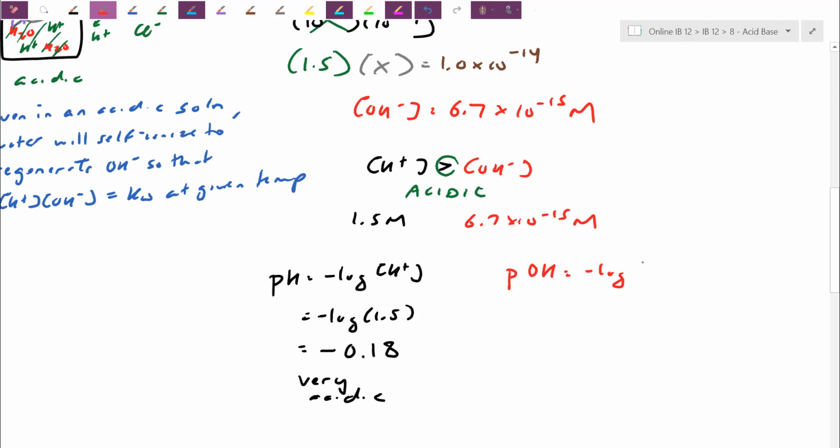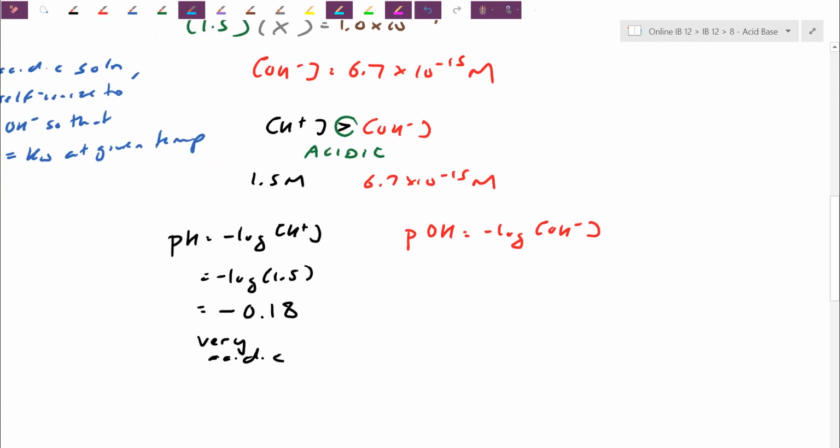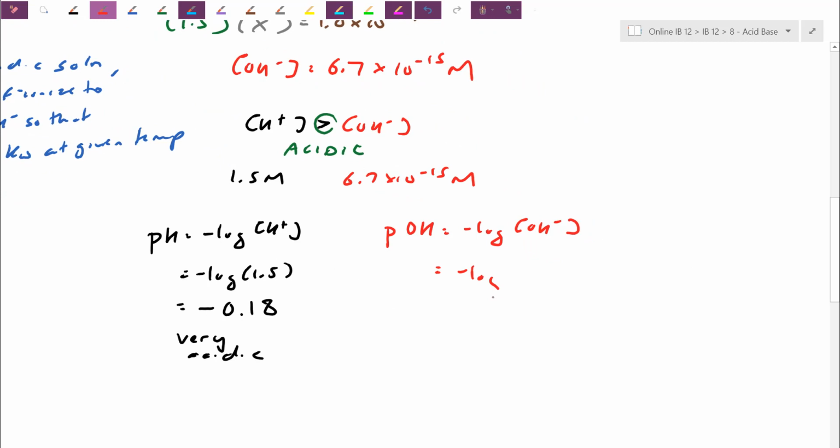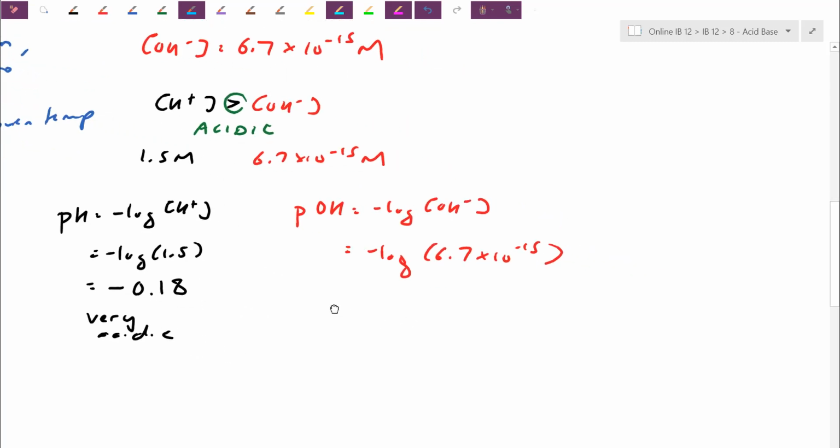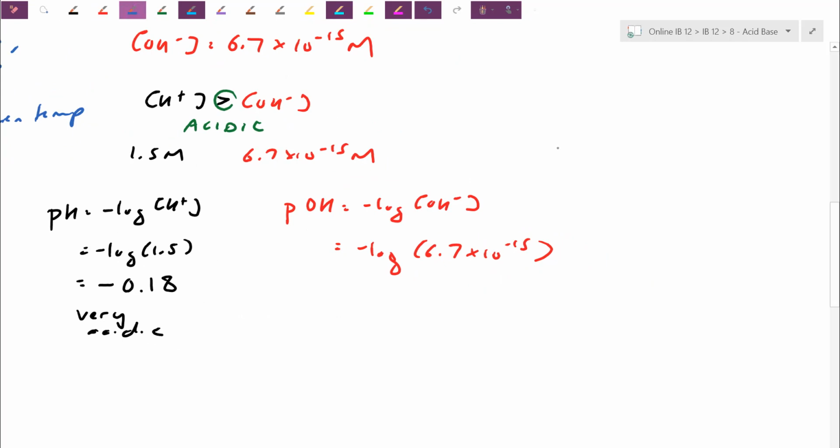pOH is going to be the negative log of the hydroxide concentration. I'm going to show you the math behind the scenes here. Negative log of 6.7 times 10 to the negative 15. Normally you would just plug in the numbers and get the answer, but I'm going to show you one middle step. You might remember from your math classes some log rules: when you have the log of two things multiplied, that's essentially log of A plus log of B. It has to do with exponent rules, where if you multiply a to the m and a to the n, it's a to the m plus n. So multiply becomes a plus. The log rules, which are the inverse, have a very similar relationship.